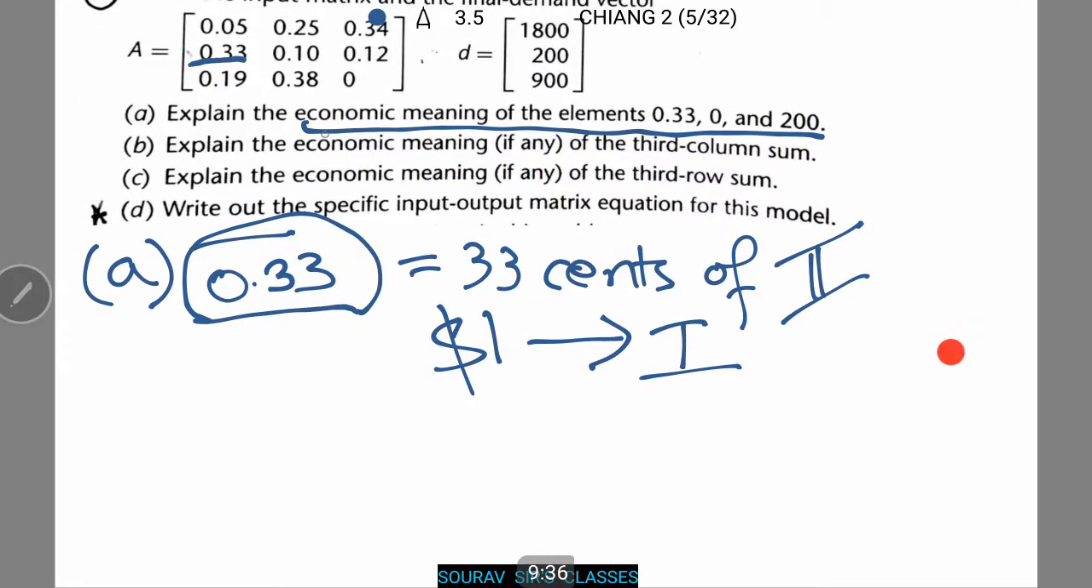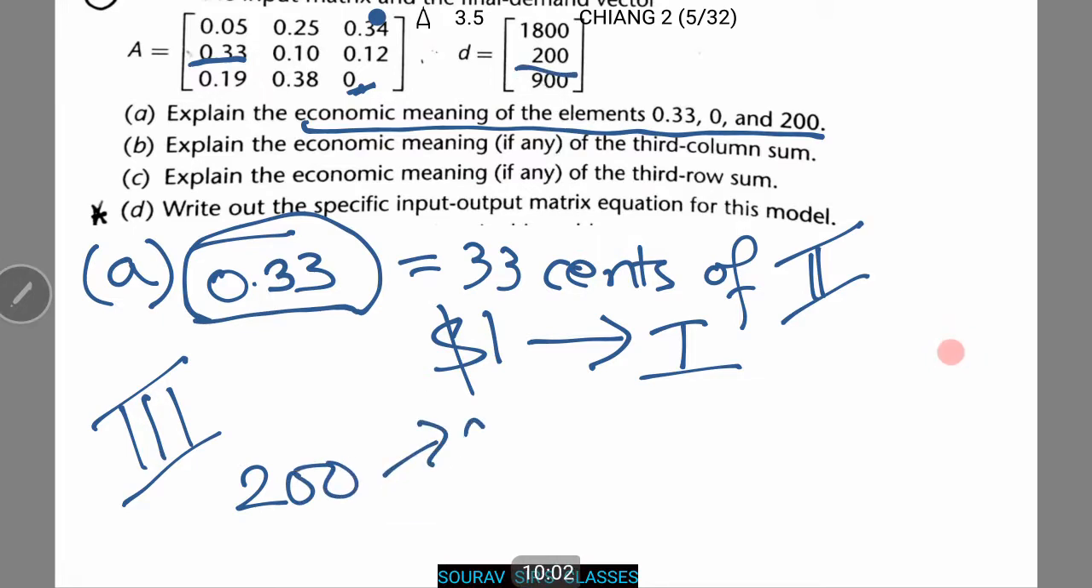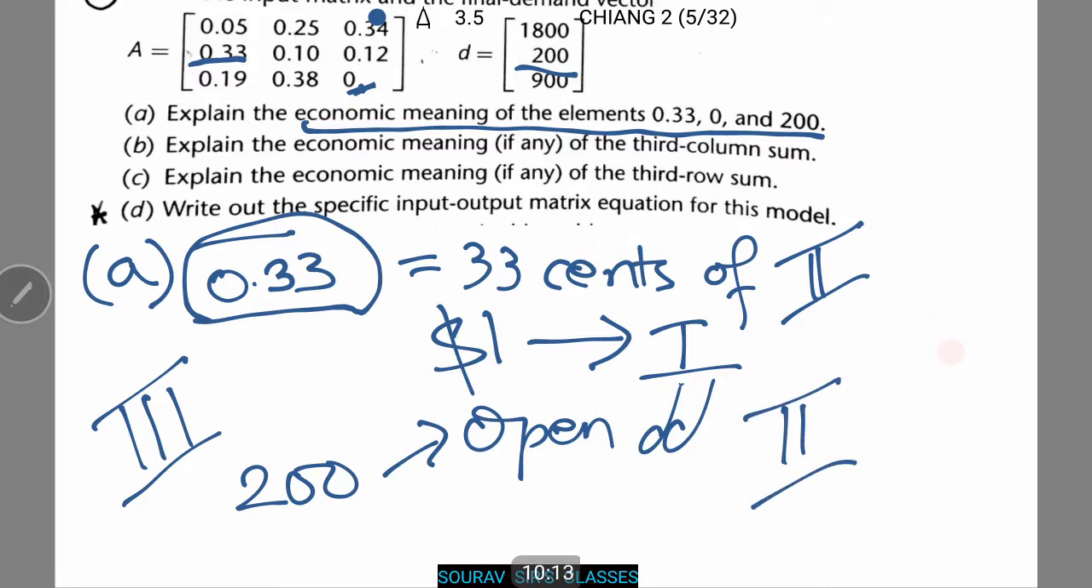Similarly, element 0 in the third last area of the matrix means industry 3 does not use any of its own input, as we had done in the previous question. Next, the element 200 which is given here is the open sector demand in billion dollars, mind you, of commodity 2 that is required. Very easy.